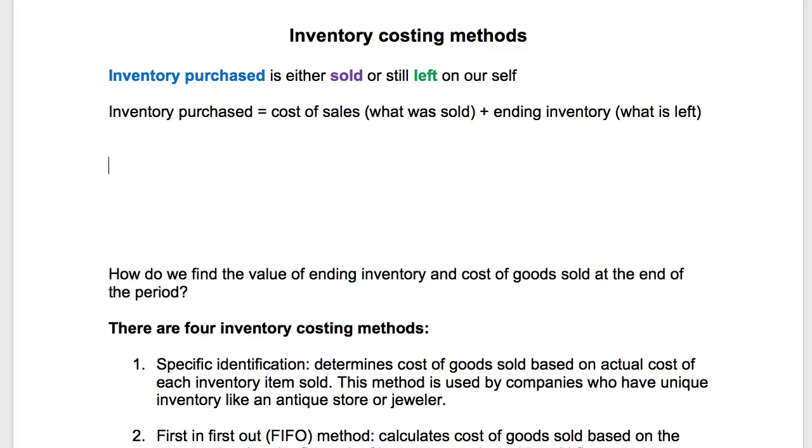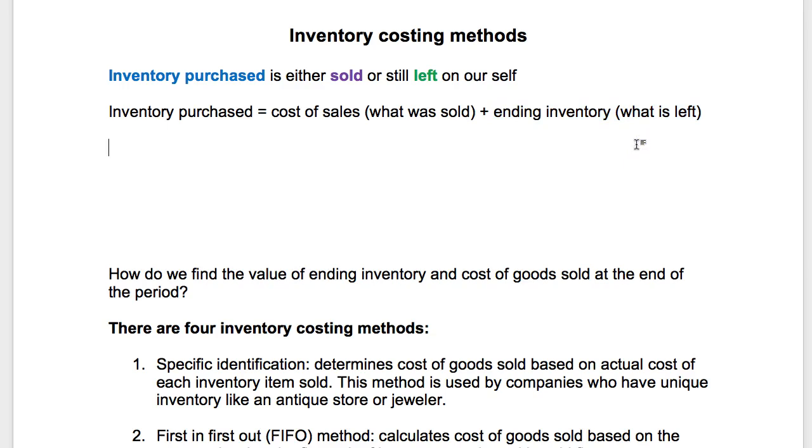Inventory is what the business buys to sell to customers. So the total amount of what you have purchased is either going to be sold to your customers. If it's not sold, then it's still left on the shelf available to sell. It's still going to be an asset for our business. So the total amount of inventory purchased should be equal to the cost of sales, which is the cost of what we have sold, plus the value of our ending inventory, which is what is left.